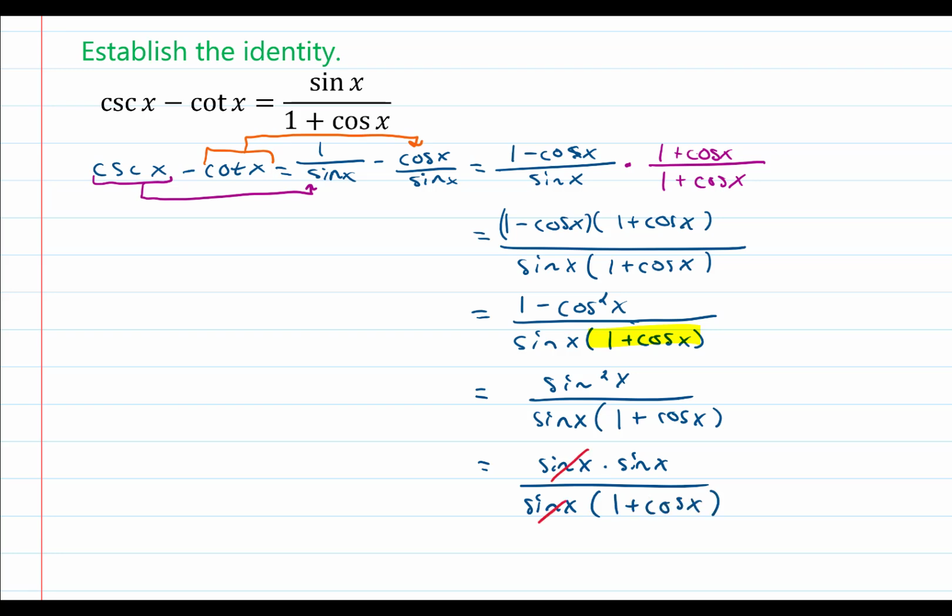So now I'm going to go ahead and reduce by that common factor, and so what I get for a final answer is sine of angle x over 1 plus cosine of angle x, which is the result I'm looking for.